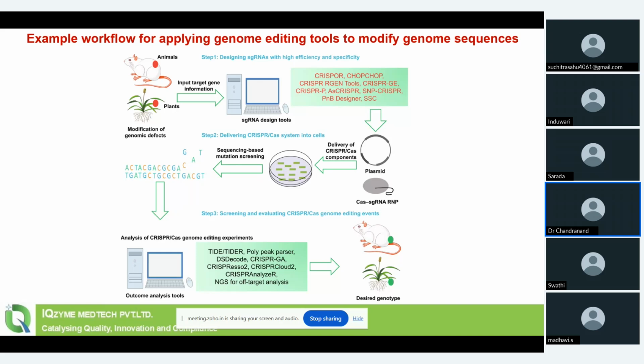Then the second step is delivering the CRISPR-Cas system into the cell. Once you have a well-screened and well-controlled sequence, as I said earlier, we need to put it into a functional mode.